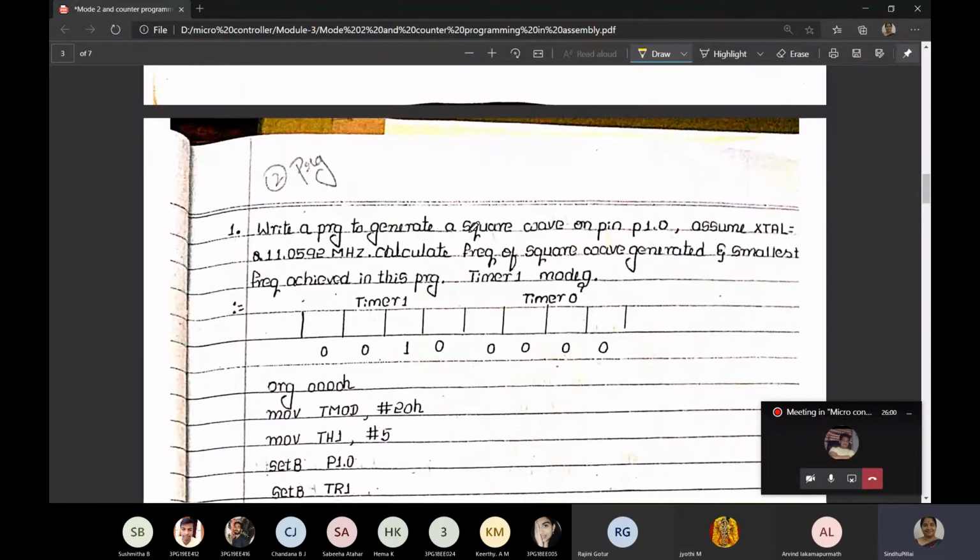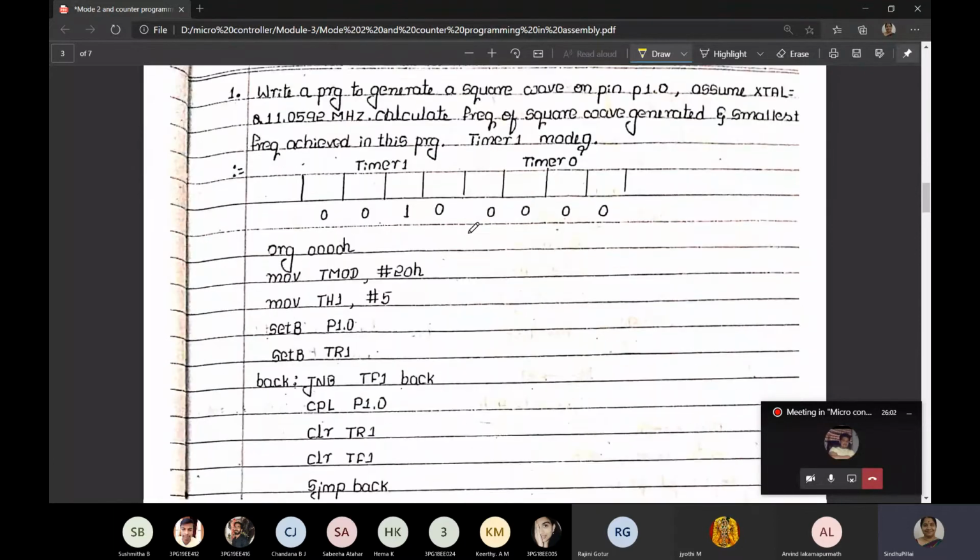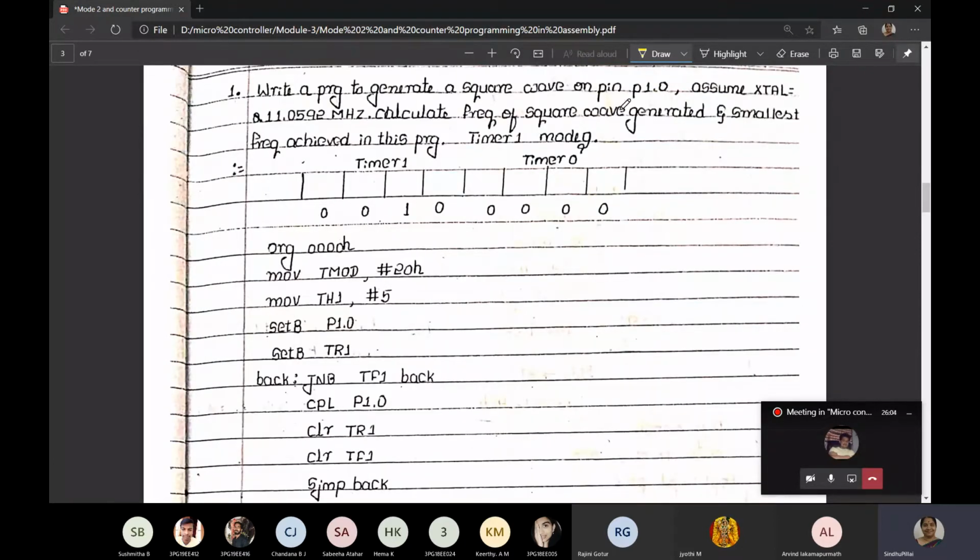So we'll start one example there. Write a program to generate a square wave on pin P1.0. Here, what they have given, the external frequency is 11.0592 megahertz. Calculate the frequency of the square wave generated and also the smallest frequency achieved in this program. It is just an example here.